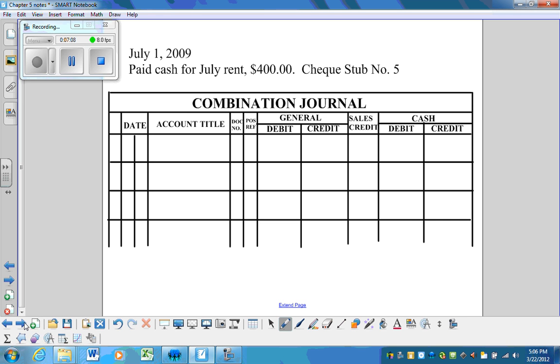Paid cash for July rent. So it's happening on the first. You know that your cash is going down $400. We have to put that into rent expense. Document number is C5, and it's going to be a general debit of $400 because expense accounts, the basket is getting more filled, so it's increasing.